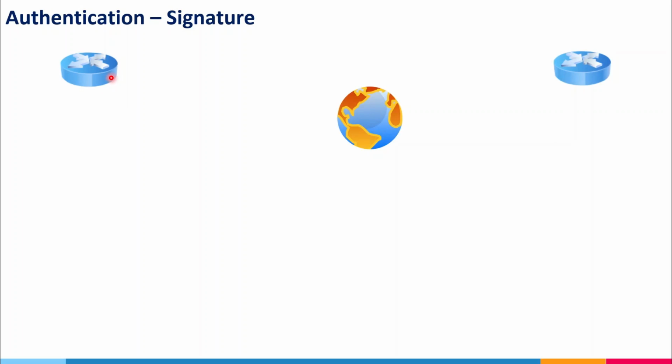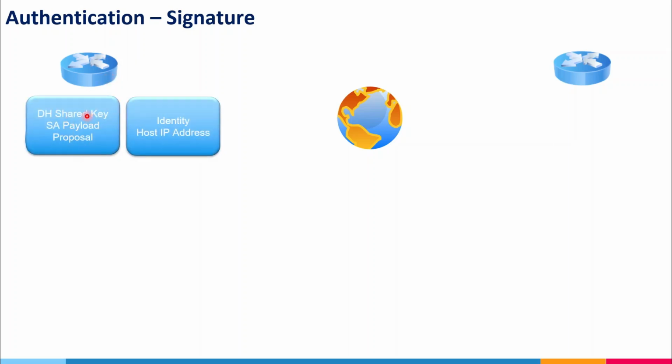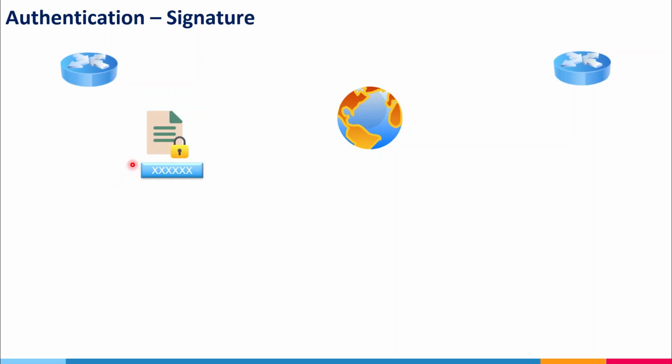To solve this problem, we have another approach, which is signature. It works on a similar principle to SSL, or asymmetric key encryption. Let's see that we have the same DH shared key, SA payload, proposal, and then the payload that will go to the next router. Now what happens is we definitely take the hash code, but things change here. With the hash code, we encrypt it with a key, a private key, and now I would send the encrypted hash code.